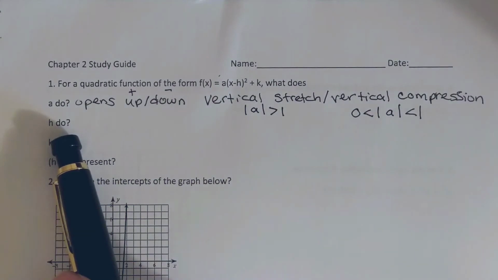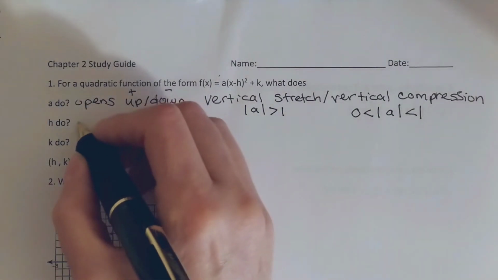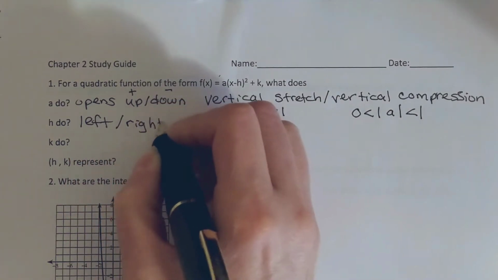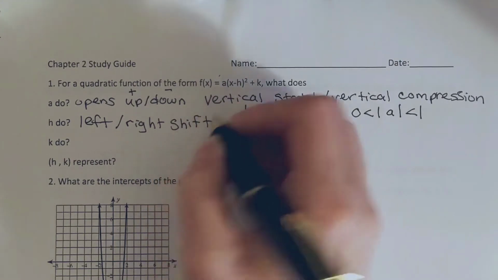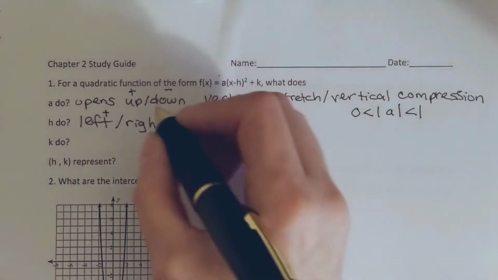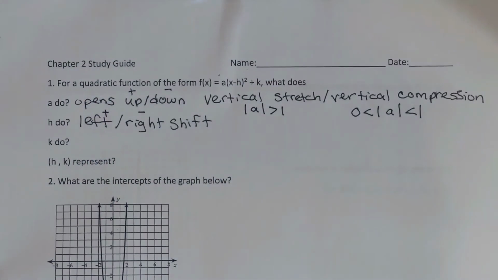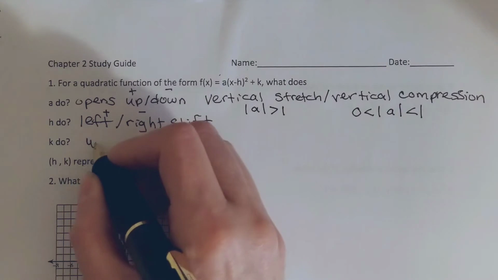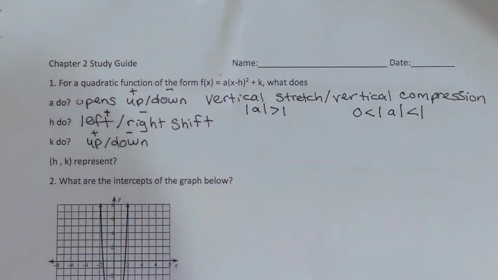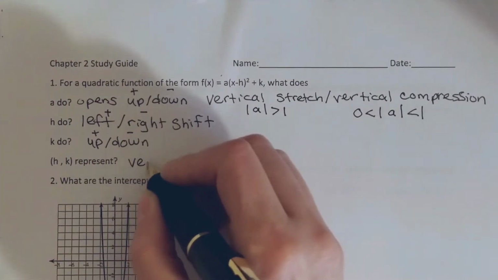So what does the h do? This does the left and right shift, and it's backwards from the coordinate grid. So you go left when it's positive and right when it is negative. What does the k do? That does your up and down. Up when it's positive, down when it is negative. What does h comma k represent? That is your vertex.